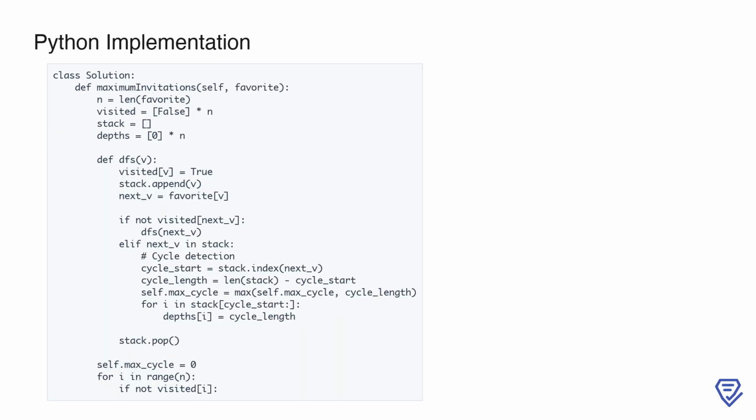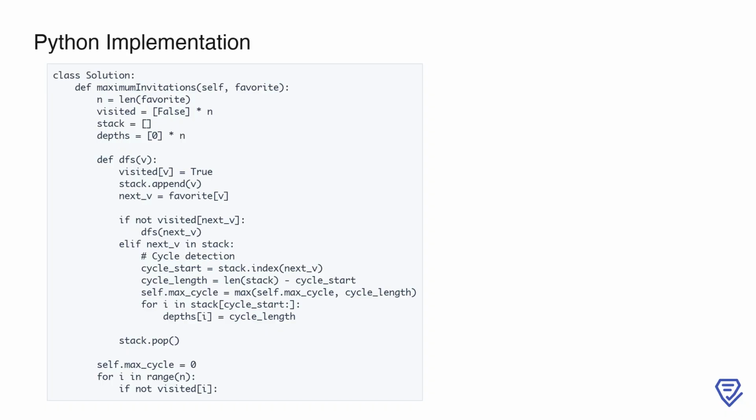To solve the problem of determining the maximum number of employees that can be invited to a meeting, we start by defining a Python class called Solution with a method maximum_invitations. The input to this method is a list called favorite, which represents each employee's favorite colleague. The first step is to initialize some variables. We calculate the total number of employees, n, and create a visited list to track which employees have been processed. We also define a stack to help with depth-first search, and a depths list to store information about the depth of each node in a potential cycle.